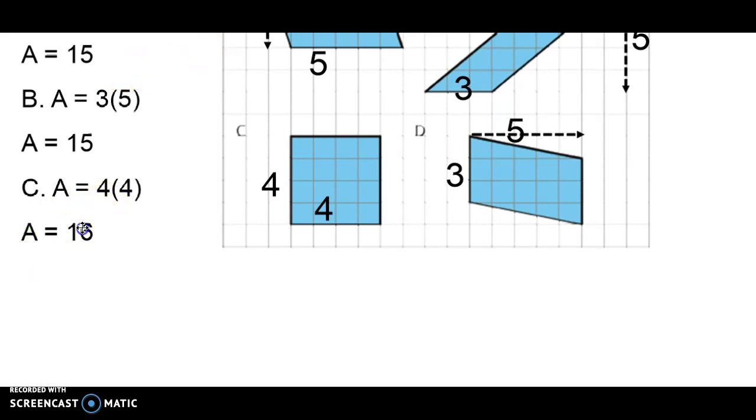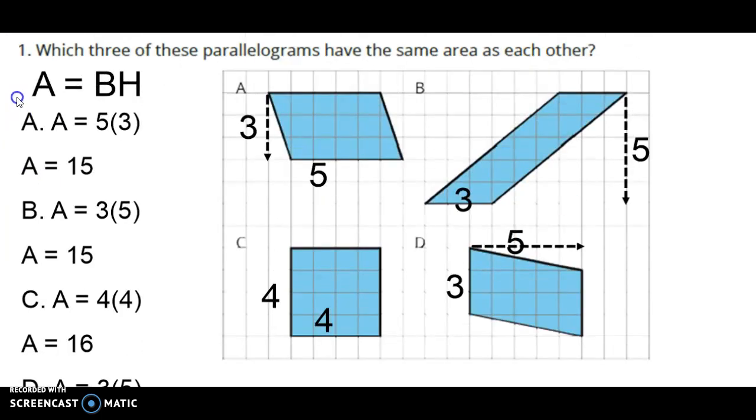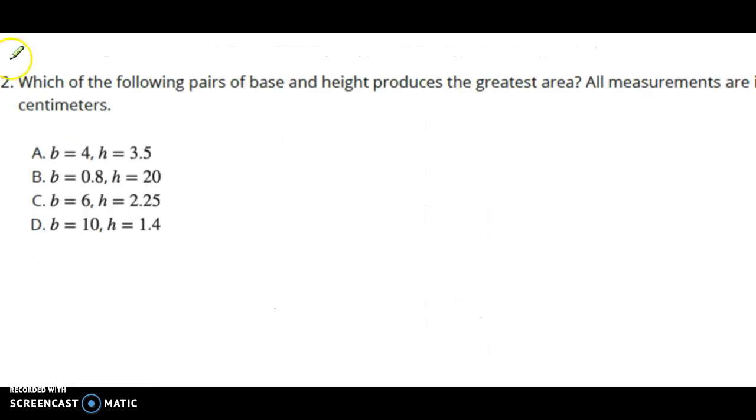I know that my area is going to be very similar to 3 others. Area equals 3 times 5, so area equals 15. So the question says, which of these parallelograms have the same area as each other? I want you to circle A, B, and D. The only one that does not fit is C because that was 16.